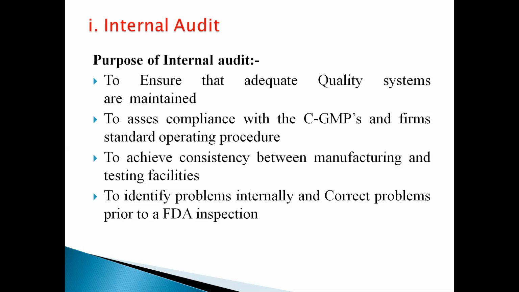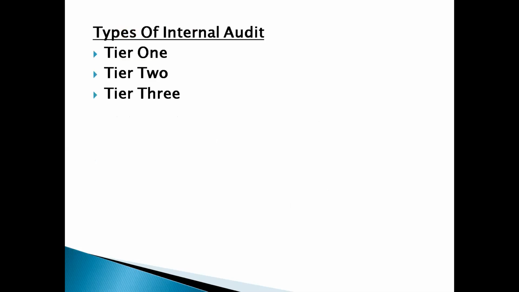So what is an internal audit? Its purpose is to ensure the adequate quality systems are maintained, whether they are complying with the CGMPs and SOPs, and whether they are maintaining consistency between manufacturing and testing facilities. They can also identify problems internally and correct them prior to any FDA inspections, so they can solve the problems.